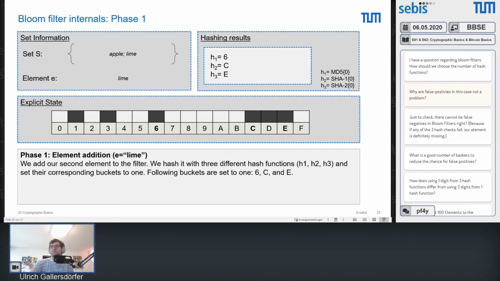Just to check, there cannot be false negatives in Bloom filters, right? Because if any of the three hash checks fail, our element is definitely missing. Exactly. So there cannot be false negatives, there only can be false positives.